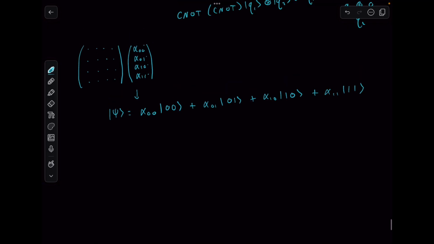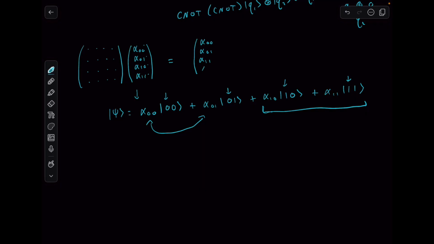Now, how should our CNOT gate act on this superposition? Well, firstly, we know that it should do nothing to these 2 probability amplitudes, to these 2 states, since the first qubit in both of these states is 0. However, for the second group of states, the first qubit is 1, so they should flip. 1, 0 should become 1, 1, and 1, 1 should become 1, 0. And what that means is these last 2 probability amplitudes should swap places with one another.